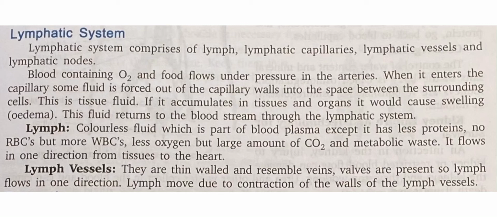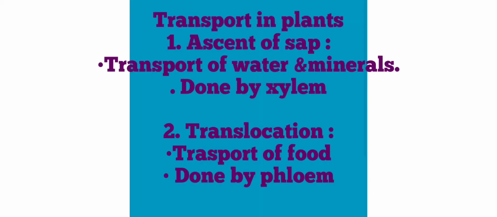Lymph. It is a colorless fluid which is a part of blood plasma except it has less protein. No RBCs are there. It has WBCs, less oxygen but a large amount of carbon dioxide and metabolic waste. It flows in one direction from tissue to heart. Lymph vessels are thin walled and resemble veins. Valves are present so lymph flows in one direction. Lymph moves due to contraction of the walls of lymph vessels. So students, now you know how transport of substances takes place in the human body.